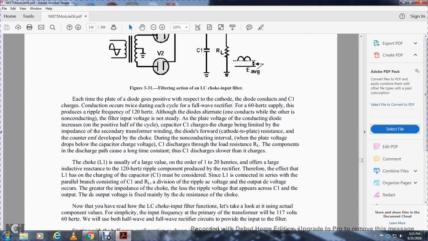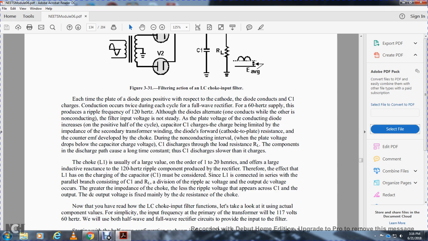Each time the plate of the diode goes positive with respect to the cathode, the diode conducts and the capacitor C1 charges. The conduction occurs twice during each cycle of the full-wave rectifier's 60 Hz input, which makes the ripple frequency 120 Hz. Although the diodes alternate, one conducts while the other does not. The filter input sees the plate voltage of the conducting diode, and the charging is limited by the impedance of the transformer secondary winding and the diode.